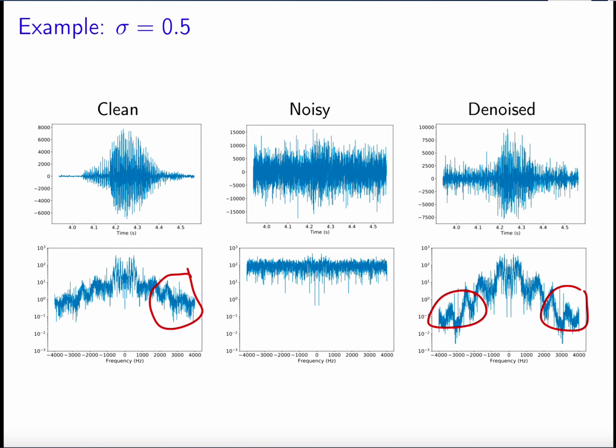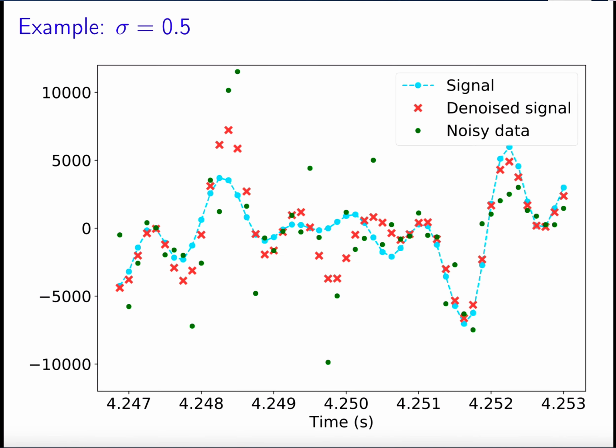You have a lot of noise in the signal. You're applying this convolutional filter. It has to smooth out the signal to kill the noise, but it also kills the signal along with the noise. Okay, so here you can actually see that the denoised signal is a smoothed out version of the noisy signal, but it doesn't approximate the true signal as well as we would like it to.